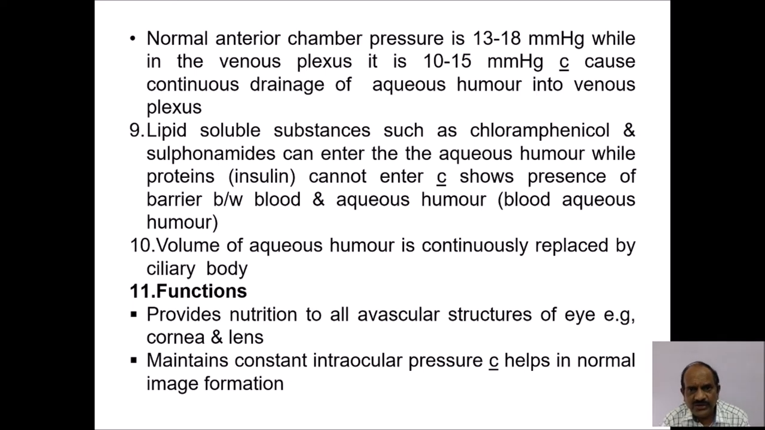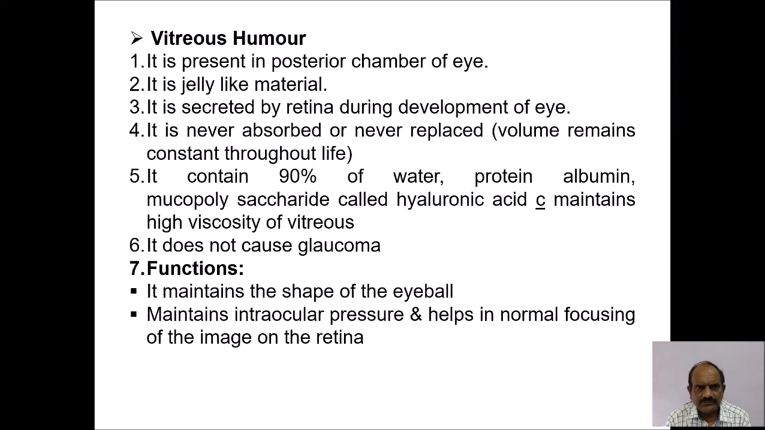The volume of aqueous humor is continuously replaced by the ciliary body. It is a very important property: aqueous humor is all the time being regenerated. What are its functions? It provides nutrition to all avascular structures of the eye, for example the cornea and lens. It maintains constant intraocular pressure, which helps in normal image formation.